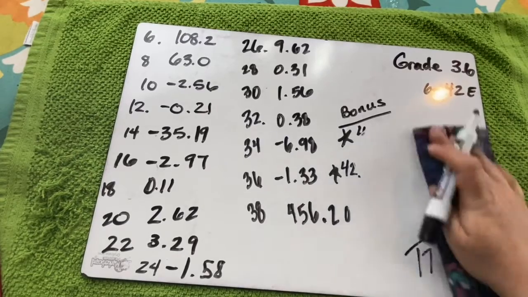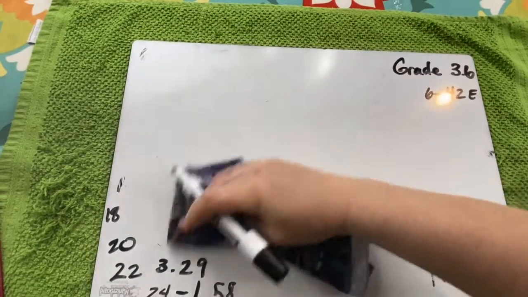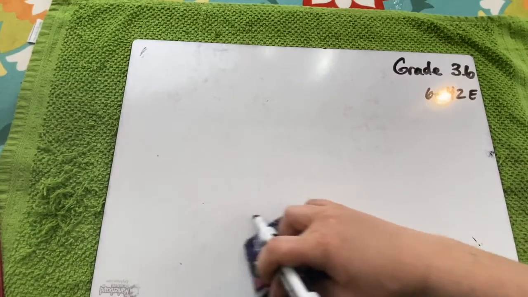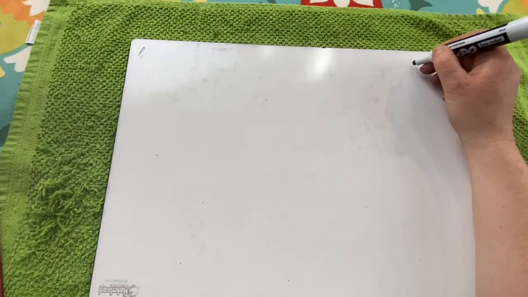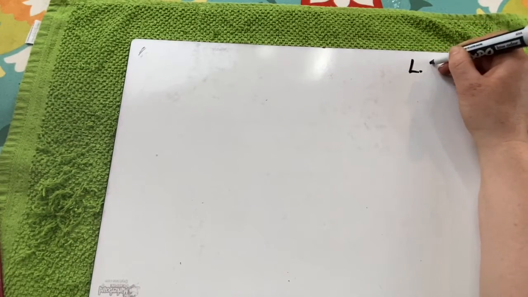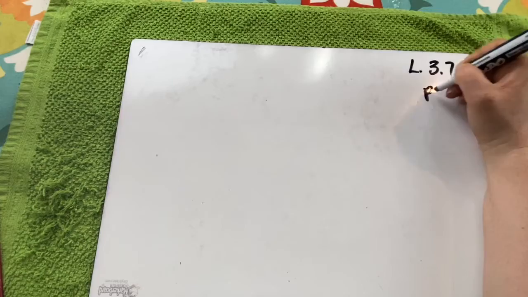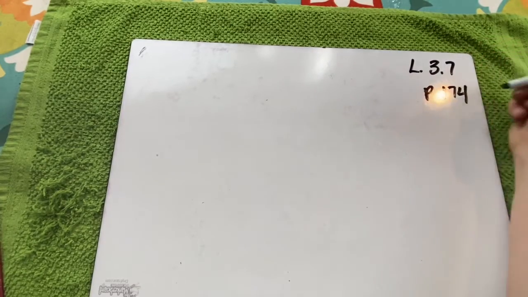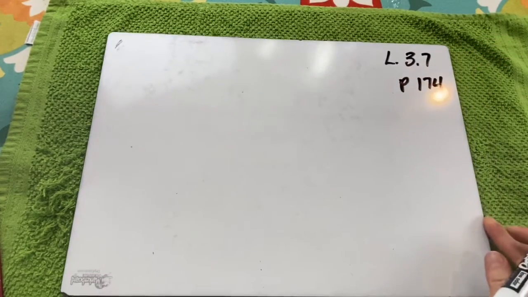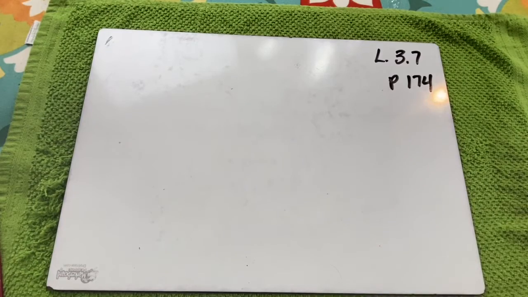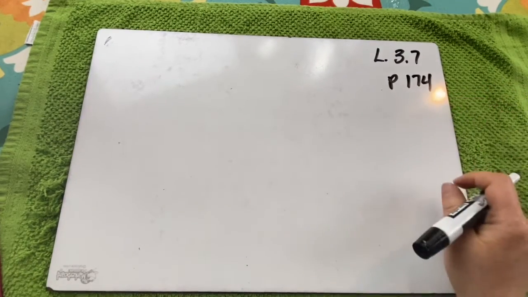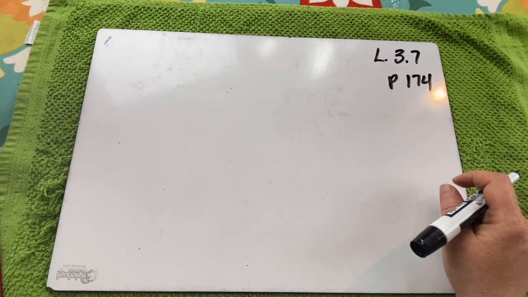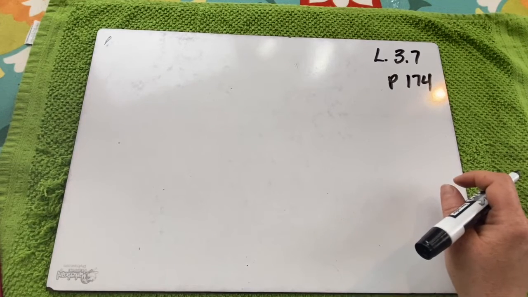Okay, so we're moving on. Today they're going to give you formulas and equations and you have to solve them. They give you the equation and the numbers to put in it. So we're doing lesson 3.7, page 174.